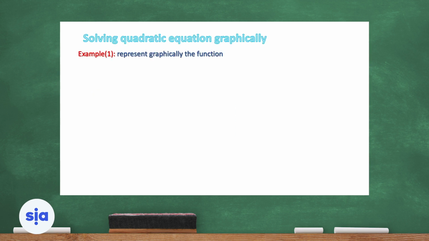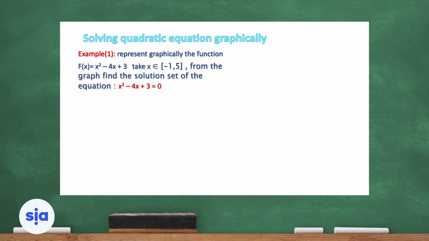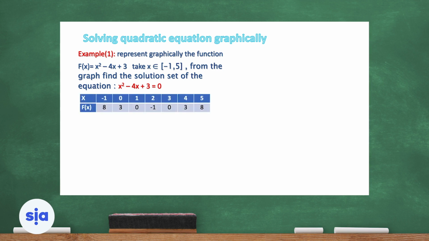Now let's go to example 1. The question here is asking us to represent the function graphically. The function is f of x equals x squared minus 4x plus 3, where the domain that represents the x values belongs to the interval that starts from negative 1 closed until 5 opened. So from the graph, we're going to make our table of values, putting x by values negative 1, 0, 1, 2, 3, 4, 5.